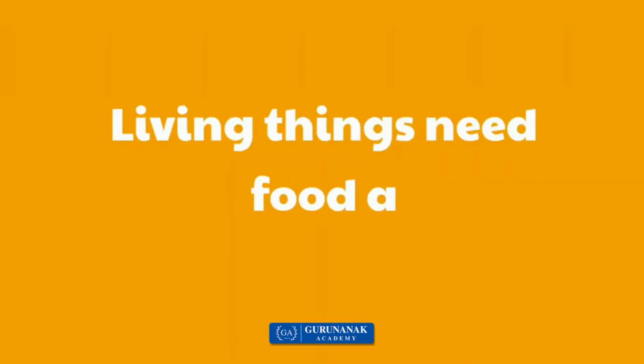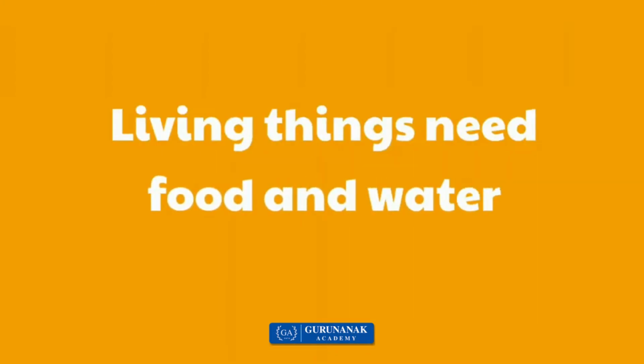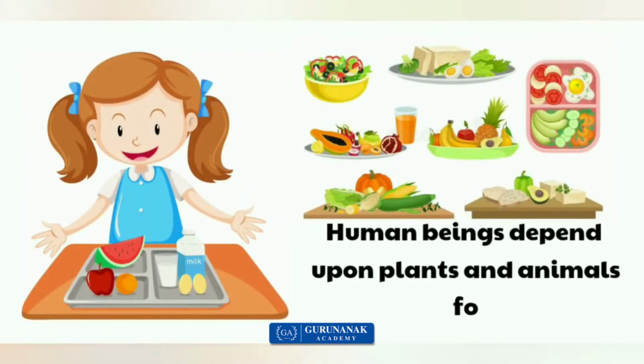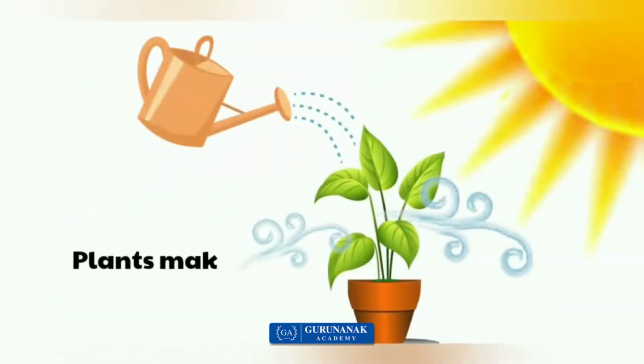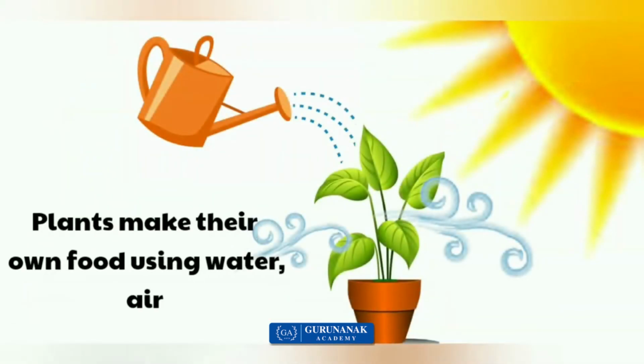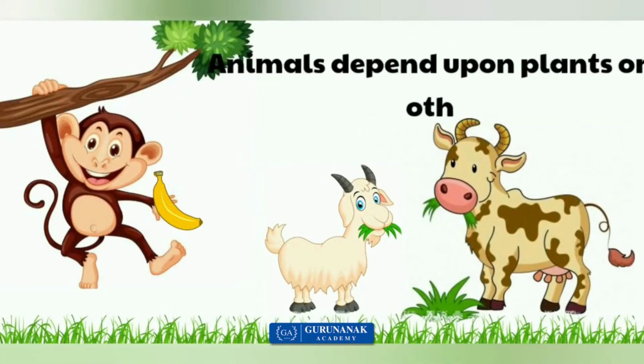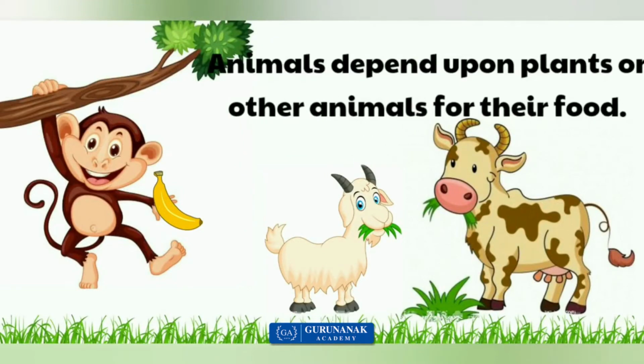Living beings need food and water. Human beings depend upon plants and animals for their food. Plants make their own food using water, air, and sunlight. Animals depend upon plants or other animals for their food.